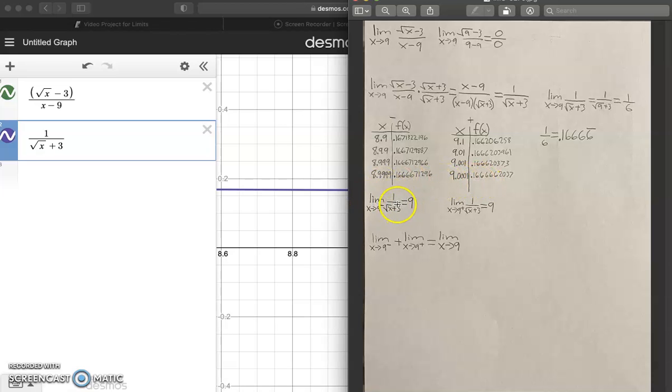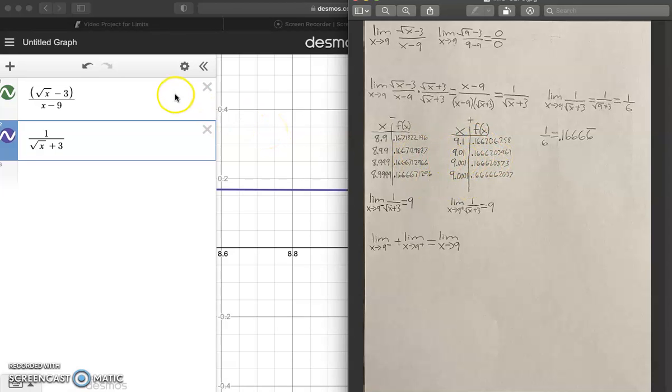Down here, I wrote down the limits from the negative and the positive direction. We can see that the limit as x approaches 9 from the negative direction of the function 1 over square root of x plus 3 is 1/6. And basically the same thing over here on the positive side: the limit as x approaches 9 from the positive direction of 1 over square root of x plus 3 is 1/6. Using these two pieces of information, we can infer that the limit as x approaches 9 does exist. And in this case, it is 1/6, as we can see using these charts.